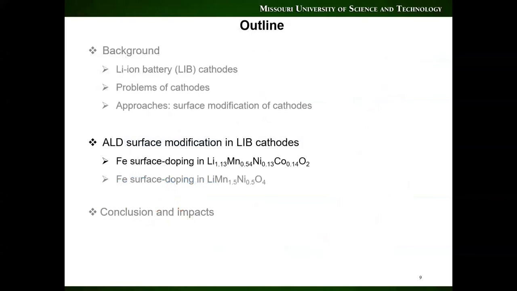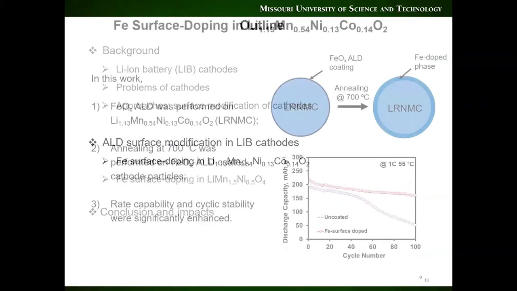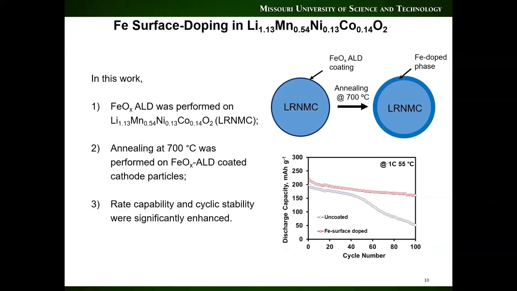Using ALD, we deposited iron oxide on a lithium-rich layered cathode and performed post-annealing to achieve a conformal iron surface doping. This process forms an iron-doped spinel phase on the particle surface and significantly improves the cyclic stability of this cathode, even at 55 degrees C.